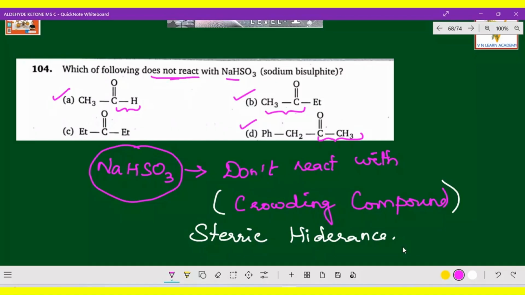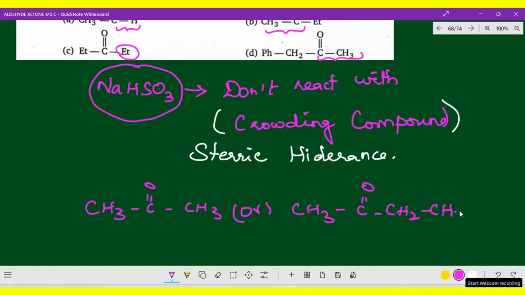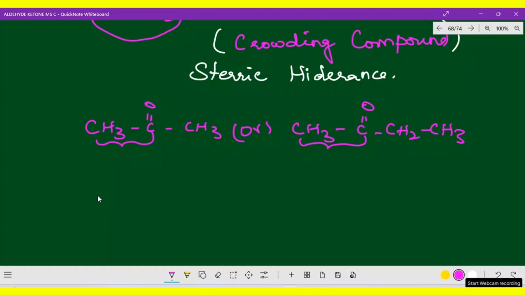The question is which does not react, so if everywhere we put a symbol, you will get a doubt. So where it will not react: here an ethyl group is there, so only the methyl keto group will be answerable. So that means CH3 C double bond O CH3, or CH3 C double bond O CH2 CH3, this also will be answerable. Why? Because here a methyl keto group is there, but it is not answerable for diethyl ketone. So that means CH3 CH2 C double bond O CH2 CH3. So this is steric hindrance, a crowded group, wherever crowding is there.